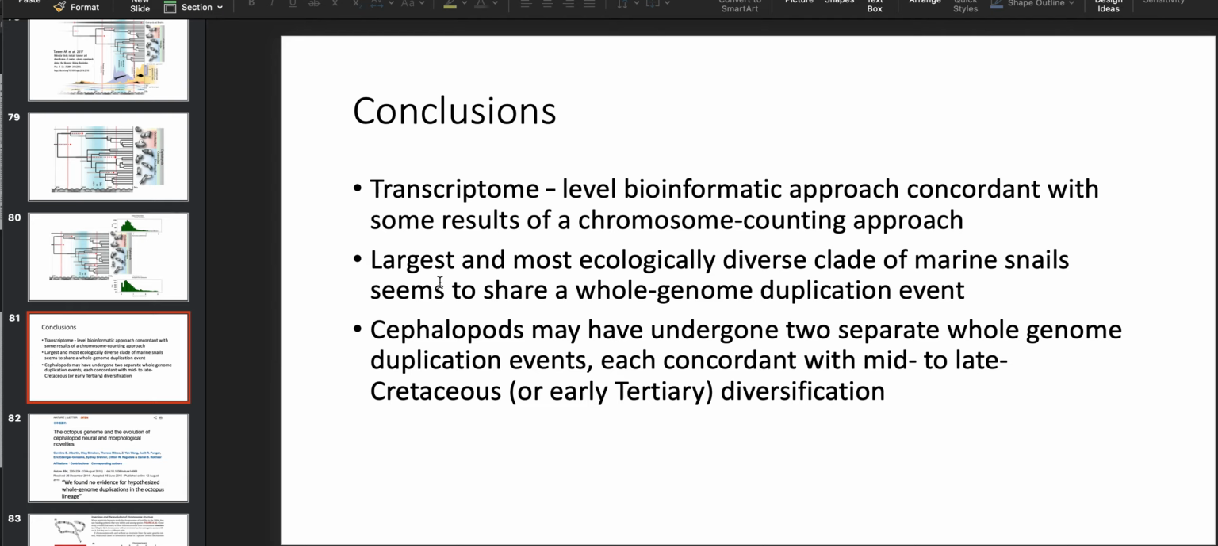So it looks like a lot of this transcriptomic evidence is concordant with the chromosome counting evidence. The largest and most ecologically diverse clade of marine snails seems to share a whole genome duplication event, which is consistent with that narrative that whole genome duplication events could be good for the long-term ecological diversification of a group. Cephalopods may have undergone 2 separate whole genome duplication events.